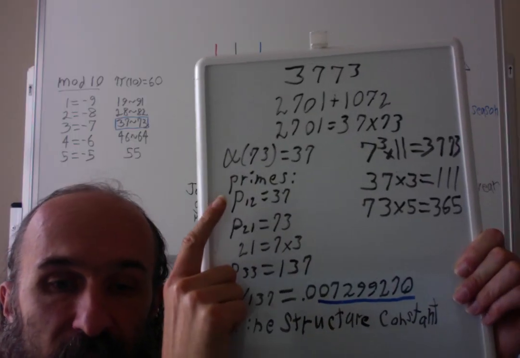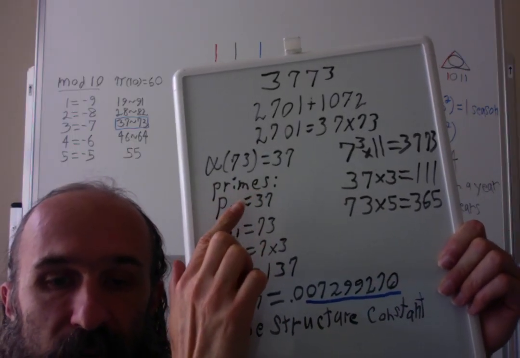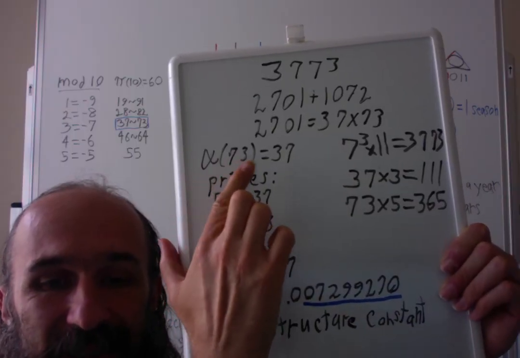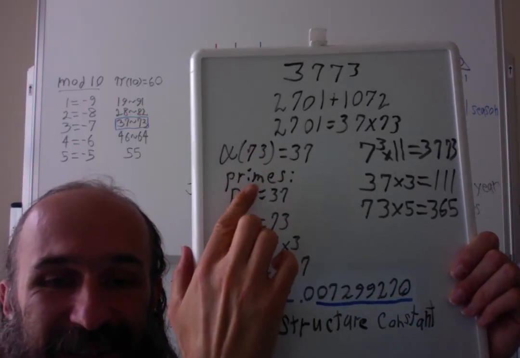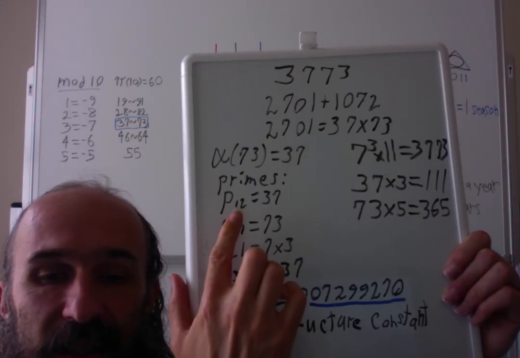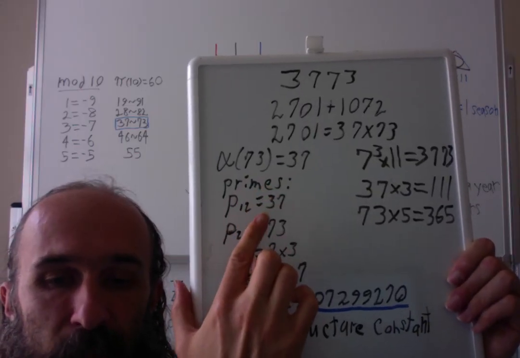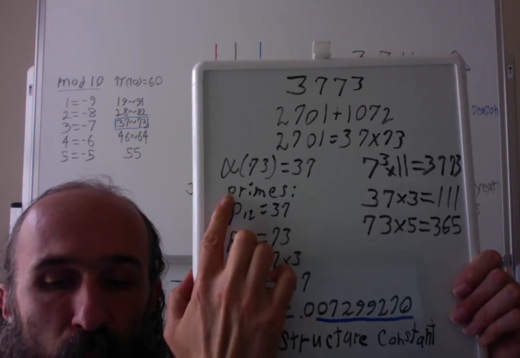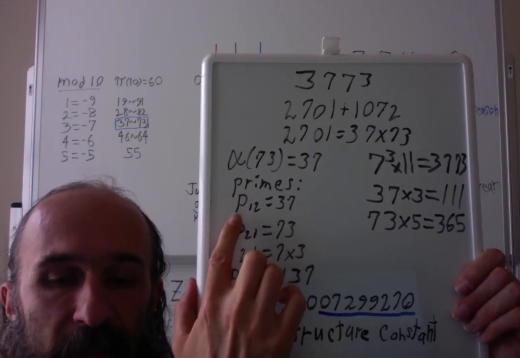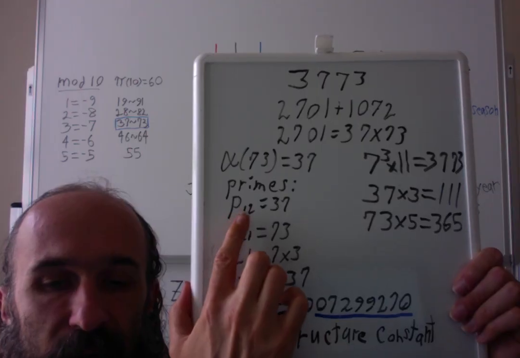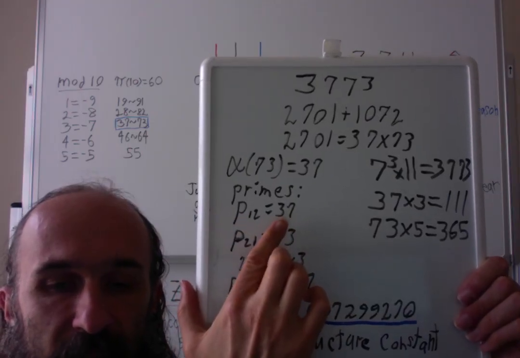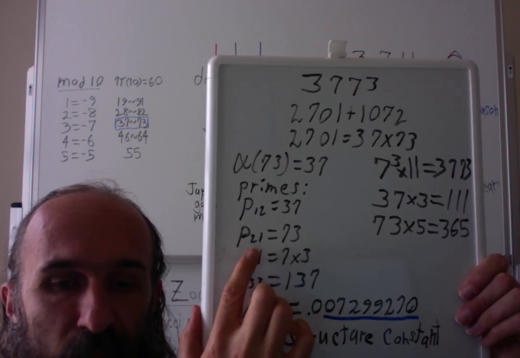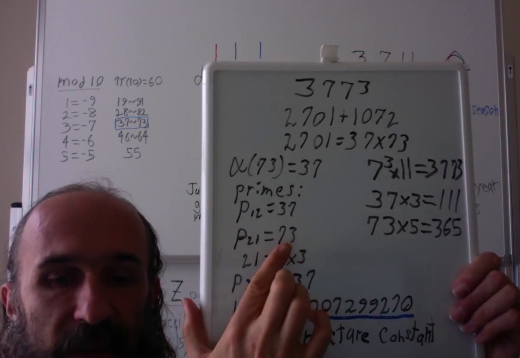Now, if we look at some prime numbers, oh yeah, by the way, mod 73, alpha of 73 is equal to 37. And 37 and 73 are both prime numbers. If we look at the order of prime numbers from first, etc., the 12th prime number is 37. And if we look at 12 backwards, we get 21. The 21st prime number is 73.